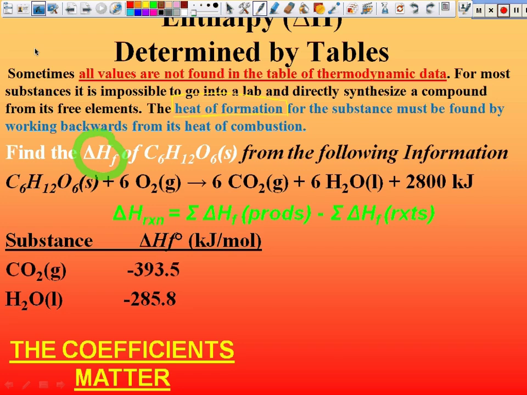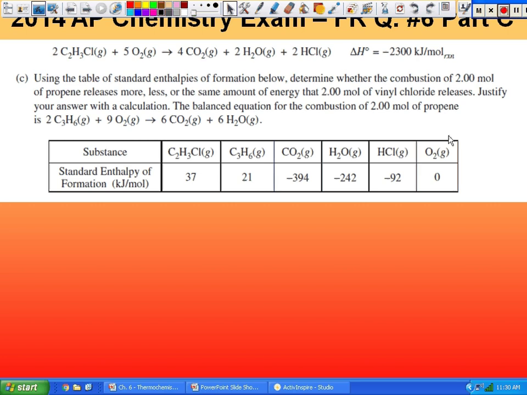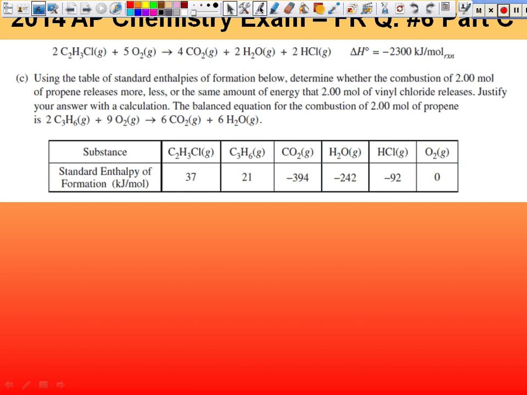So here's the one I want you to solve, guys. This was from 2014. This was question number 6, part C. See if you can answer this particular question. So I think most of you have kind of gotten this. But here, I want to give you one inkling. The question is important because the question is, determine whether the combustion of propene releases more, less, or the same amount.